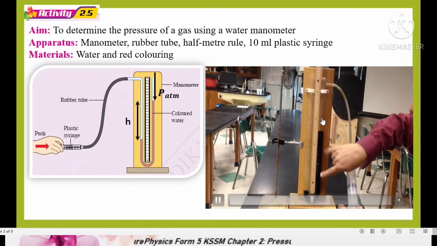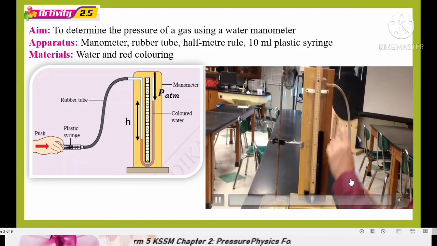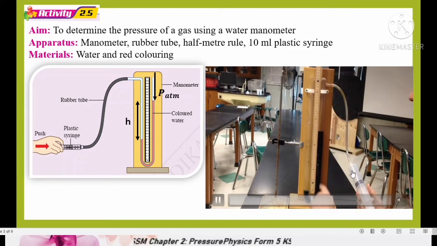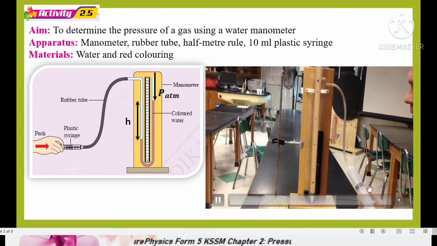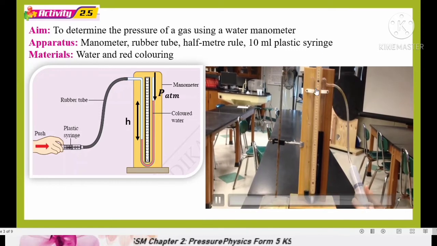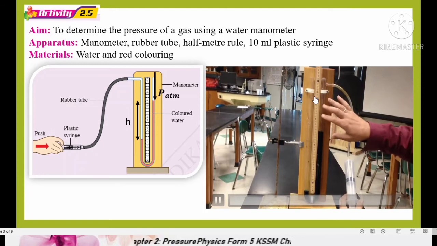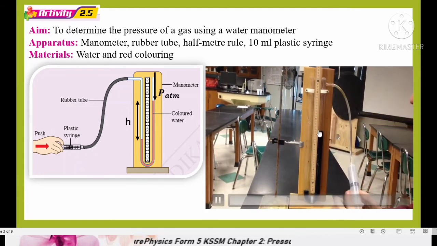Okay, this one shows that when we increase the volume of the gas, atmospheric pressure will become higher than the pressure of the gas in the string. It's just like a competition. So this one shows that atmospheric pressure wins the situation. So when this happens, we can say that atmospheric pressure is higher than the pressure of the gas.